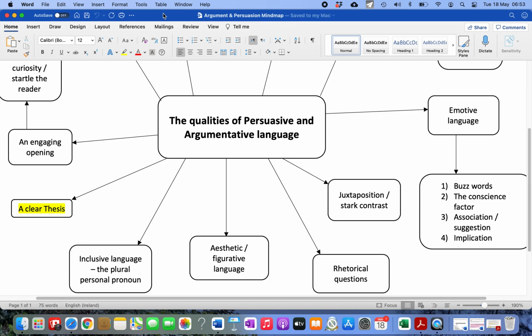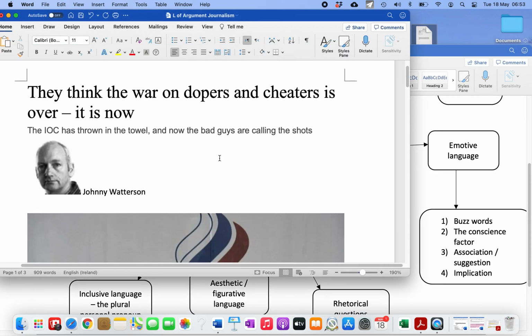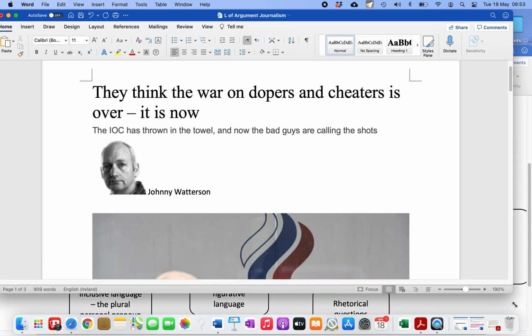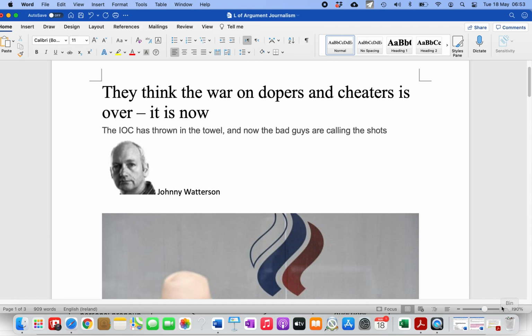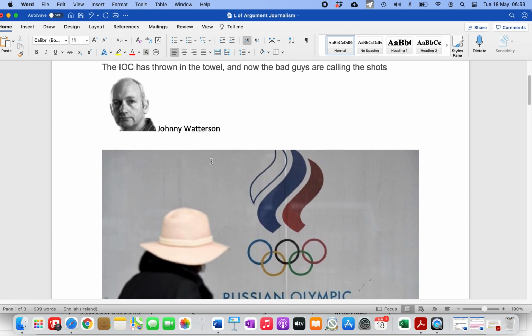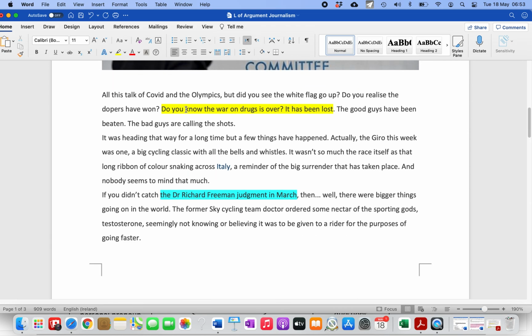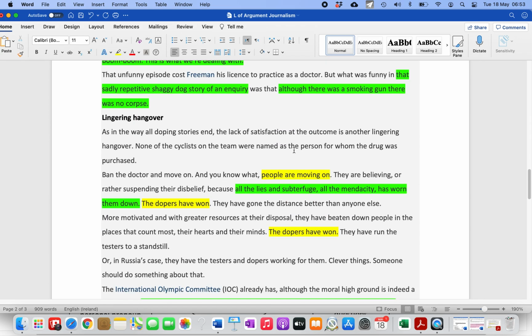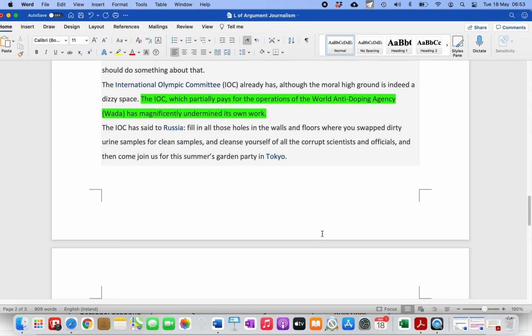So if you have a look here at this article, this is a brilliant piece of journalism that was published only a few days ago by the wonderful, fantastic, talented Johnny Watterson in the Irish Times. And Johnny Watterson is writing this piece about drug abuse in sport. Now, I'll come back to the title in a second, but if you look, he starts off with, do you know the war on drugs is over? It has been lost. And then throughout the passage, he says things like, people are moving on, the dopers have won, the dopers have won.